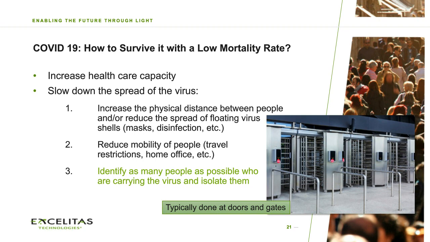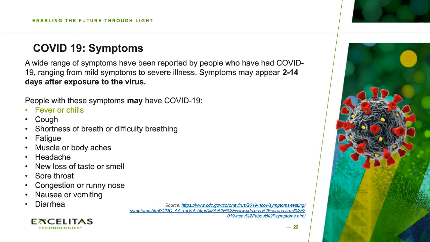Typically, this is done at doors, at gates, where you can have a look at one person after the other. And when looking at those people going through gates, you need to look for the symptoms of the COVID-19 disease. The top symptom is fever or chills. However, those symptoms appear only 2 to 14 days after exposure to the virus. So again, you will not be able to find all those people carrying this virus. But the more, the better.